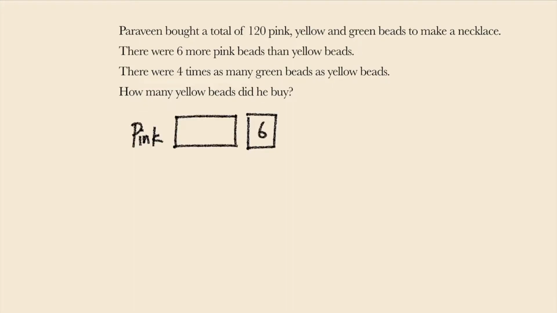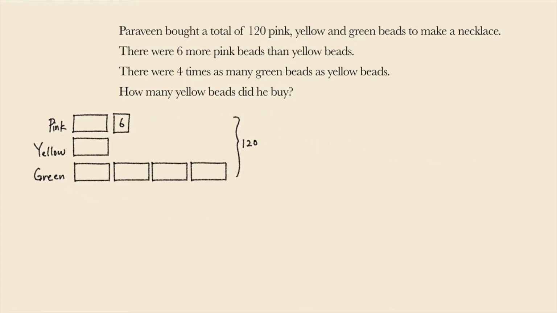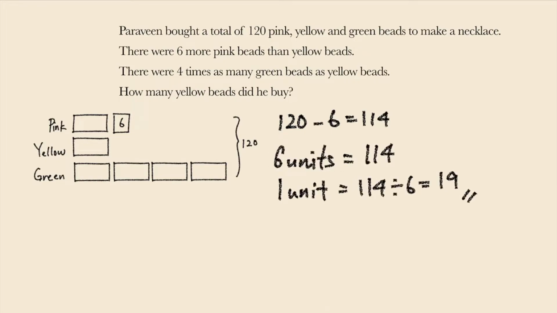So there were 6 more pinks than yellows. So pink, 6 more than yellow, followed by 4 times as many greens as yellow. So whatever yellow is, draw 4 of that, and that's green. And the total is 120. So forming an equation, we have 120 minus 6, and that's actually 6 units. So 1U is 19. How many yellows? And we just want 1 unit, so the answer is 19.